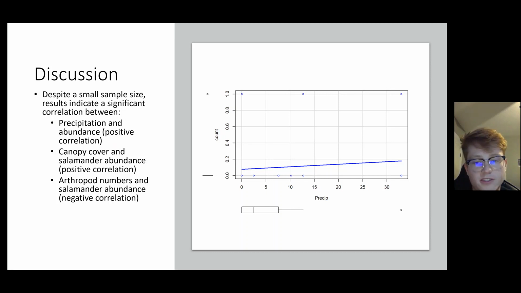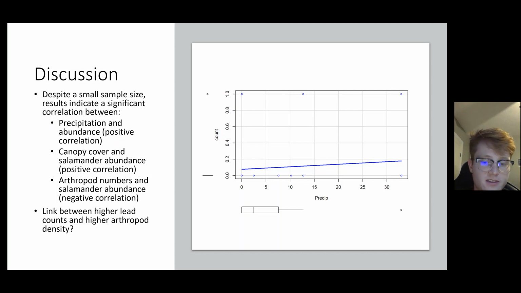At first we weren't quite sure why we were seeing this, but one study has looked at this, and it turns out the salamanders act as top-down regulators in sites they occupy, meaning where salamanders are, you can expect to have less arthropods since they are a part of the salamander's diet. As for the link between higher lead counts and higher arthropod density, there's no real study to indicate why we saw this trend. It could be due to a small sample size or the 2 locations.